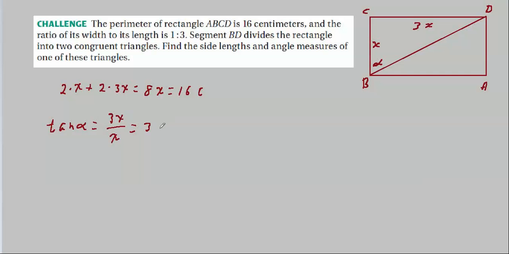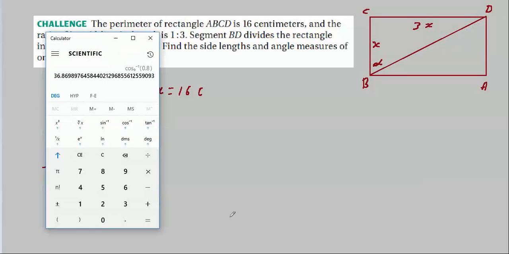So what would alpha be? Well, that's easy, right? We just did all that. It's the arc tangent, the inverse tangent of 3. What would that be? Well, let's take a look. All we have to do is punch in 3. We want the arc tangent. 71.6.